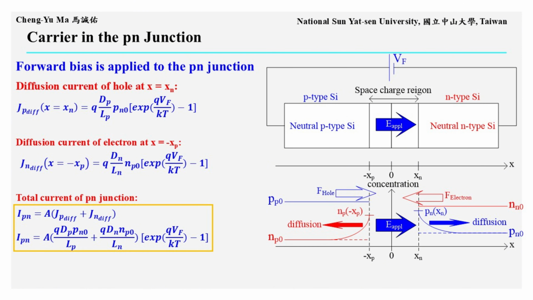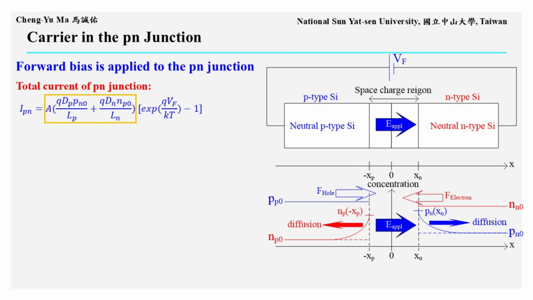After substituting the electron and hole current density equations, the voltage-dependent term, exponential of qV_F divided by kT minus 1, can be factored out. The remaining coefficient is A times the quantity q D_p p_n0 divided by L_p plus q D_n n_p0 divided by L_n. Let us pay special attention to this current-voltage equation of the PN junction. Other than the voltage-dependent term, the coefficient mainly contains semiconductor material parameters, including the diffusion constants D_p and D_n, the diffusion lengths L_p and L_n, and the minority carrier concentrations p_n0 and n_p0 under thermal equilibrium without bias.